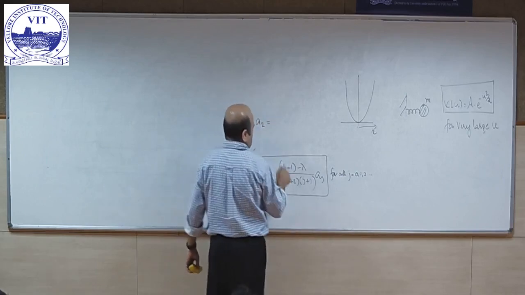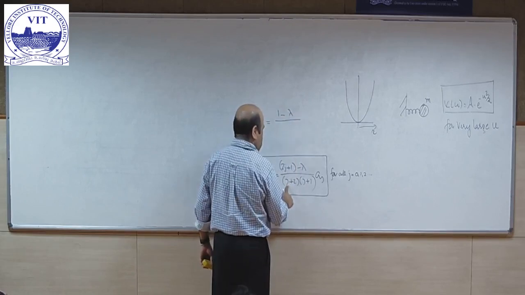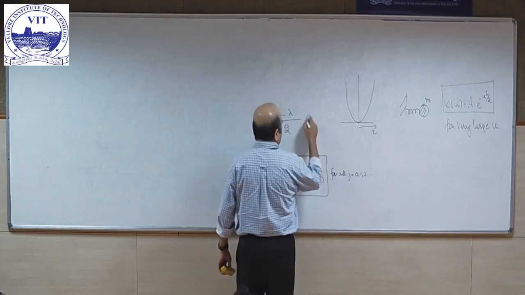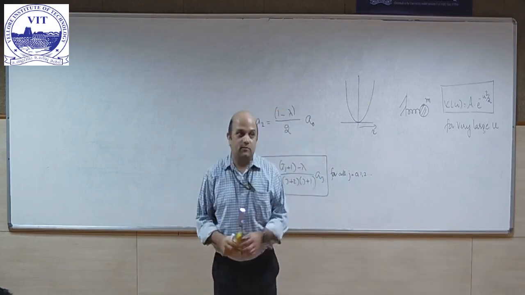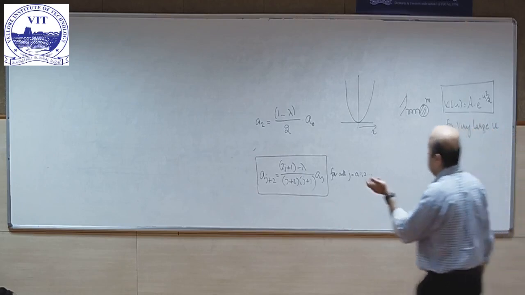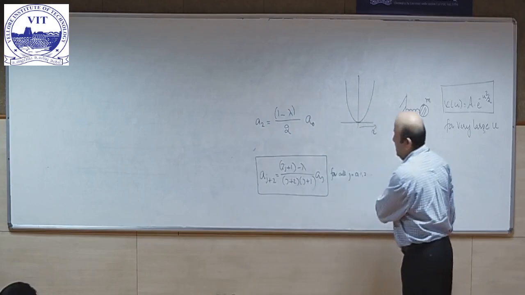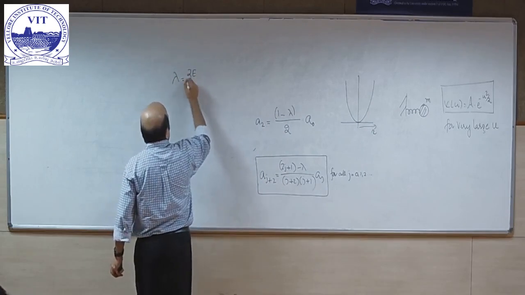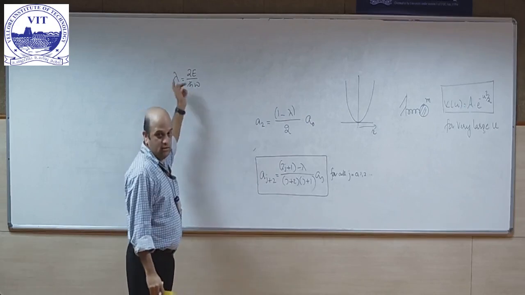A2, with j equal to 0, is 1 minus lambda divided by 0 plus 2, 2 times 1 is 2, times A0. So this gives you 1 minus lambda over 2 times A0. That means if you give me the value of A0, I can directly calculate what A2 is in this series. Remember, lambda is 2E divided by h cross omega. So that's a constant, a numerical constant.